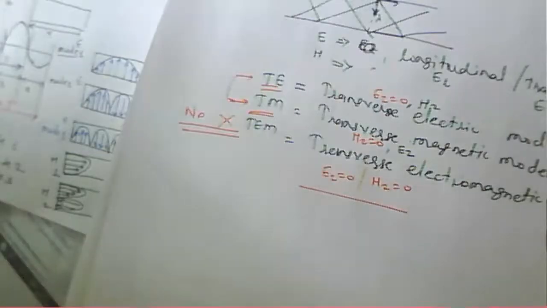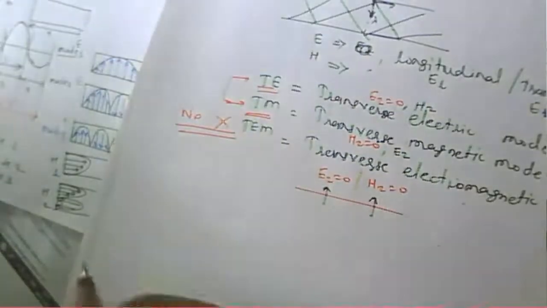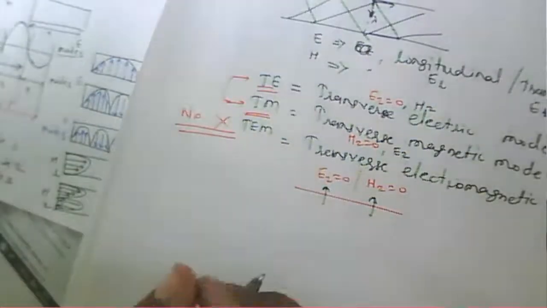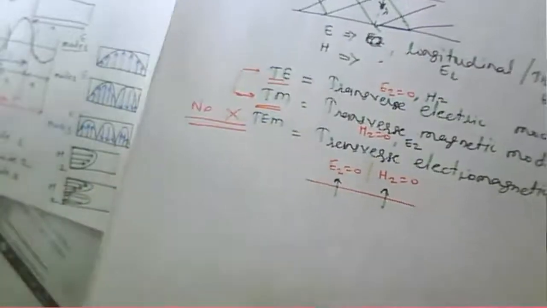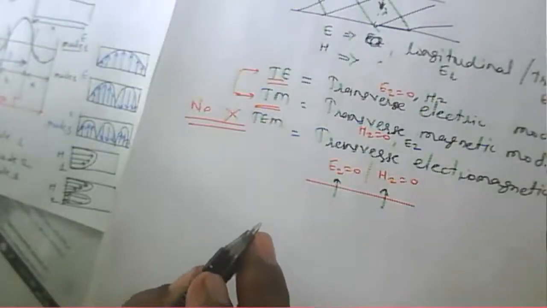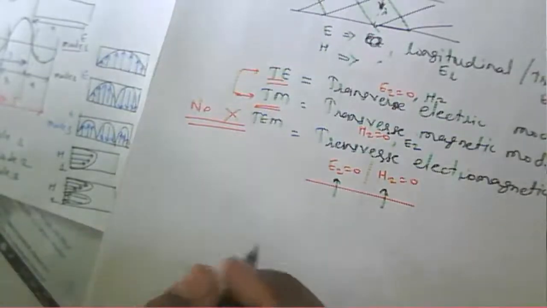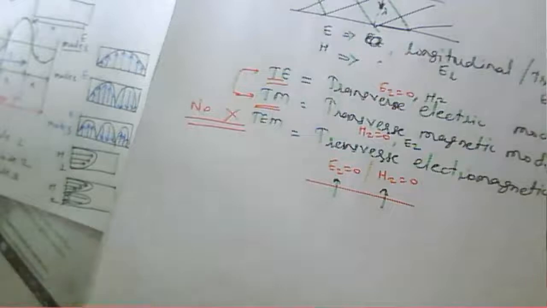If there is no field component along the Z direction, then the wave is not propagating. That's why, in TE mode, Ez is 0 and Hz is present. Or in TM mode, Hz is 0 and Ez is present. Only one component is there.